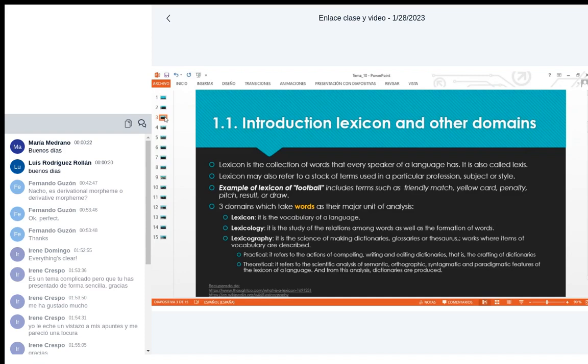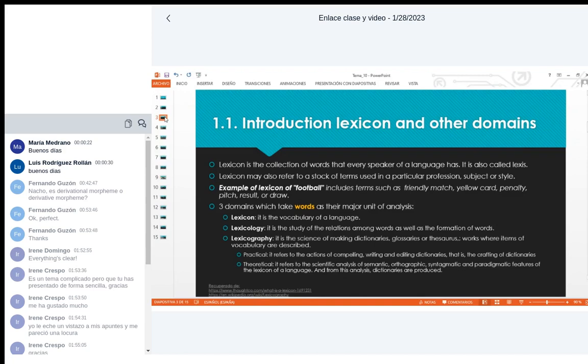And just remember that when we talk about synonymy or antonymy, the words do not mean the same and do not have the same meaning. They have approximate meanings, but they do not mean the same. And this is because of the language economy rule, which we will see afterwards.